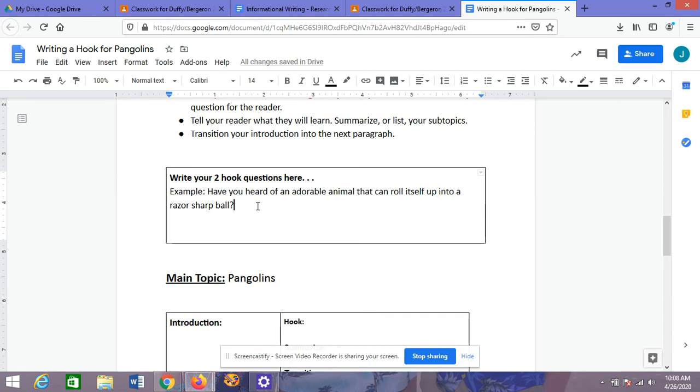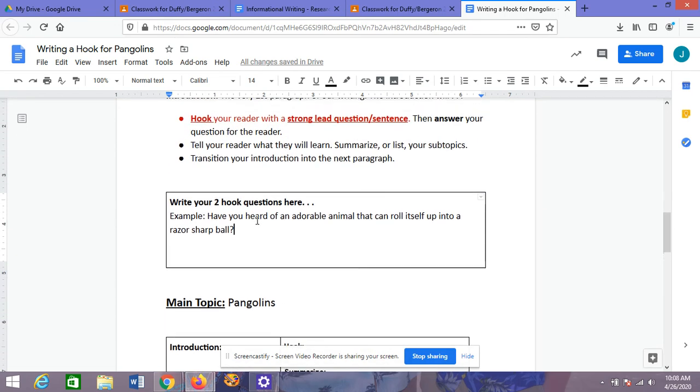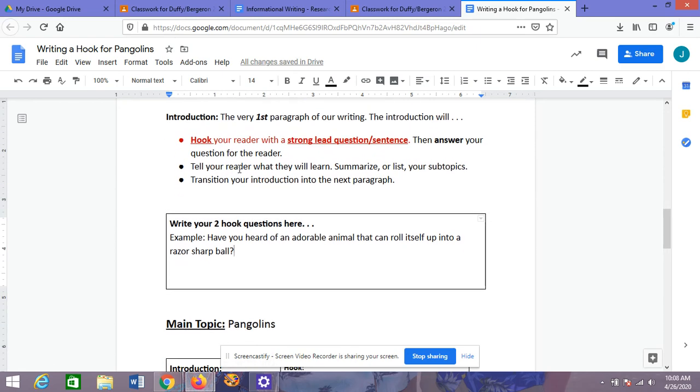So I like that. If you remember from the videos, pangolins can completely go inside. It's almost like a turtle, but they make their own shell. They curl up and they can just get into a sharp ball. So that way the animals trying to hunt them can't really bite them. Have you heard of an adorable animal that can roll itself up into a razor sharp ball? I like that one. So there's one example for the pangolin. And eventually we'll answer that question for the reader.